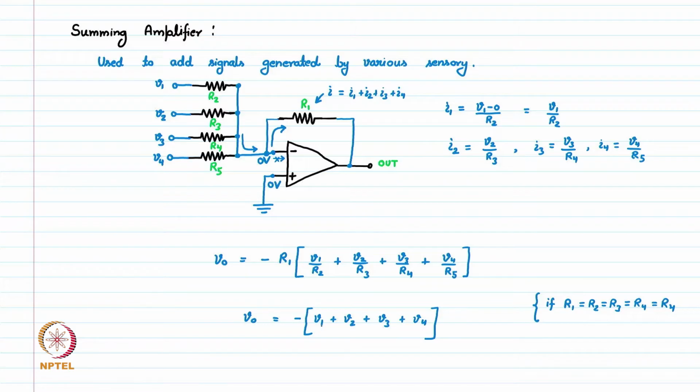However, if we want the weighted sum, for example V1 plus 2V2, then in that case we can put R3 as half of R1. So this will become V1 plus 2V2 here, because R1 will be twice of R3. So in that way we can also produce the weighted sum by this summing amplifier. This is a very important circuit, very widely used in laboratories and many other places. We have multiple signals coming in, and we want to have the sum of all the signals.